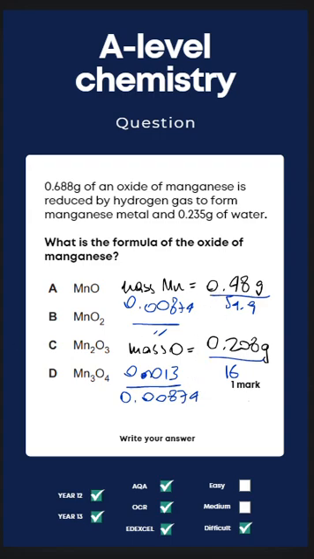Is it a full ratio? No, because we have 1 and 1.5. But this should already give you the idea: what is the ratio if you have 1 and 1.5? We times it all by 2, so it's going to be 2 to 3. Therefore, C is our formula.